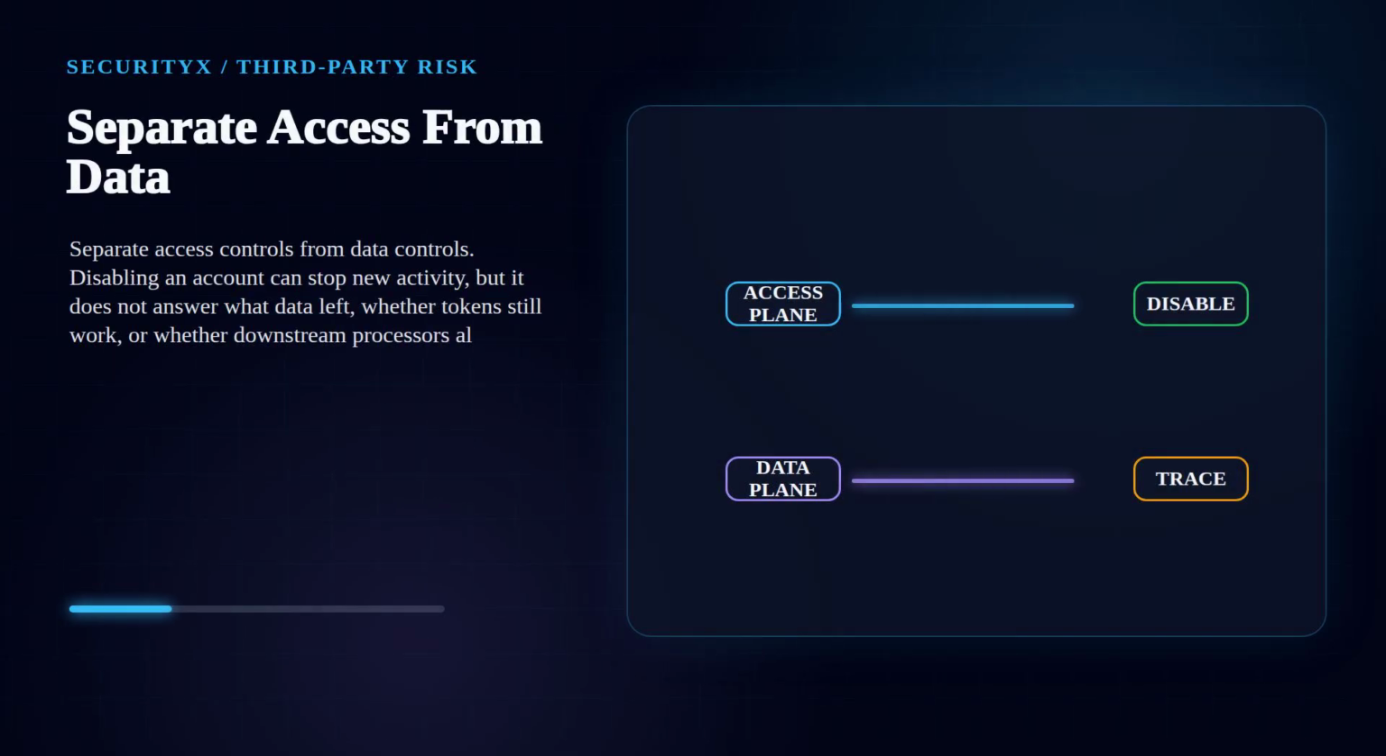Separate access controls from data controls. Disabling an account can stop new activity, but it does not answer what data left, whether tokens still work, or whether downstream processors also receive the data.